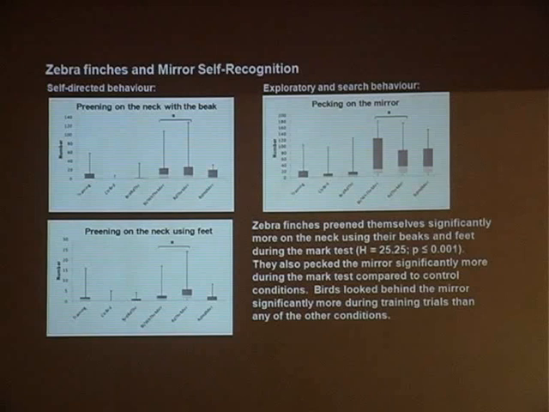And this basically suggests that zebra finches were able to observe the mark and were aware that there was something different about their reflections. However, strangely enough, they also pecked a lot on the mirror during these two trials. And we don't know exactly what the bird is thinking, unfortunately. So whether it recognizes, it definitely seems to have tried to get the mark off itself. But why it was pecking on the mirror so much during these trials is something that we don't really know about.